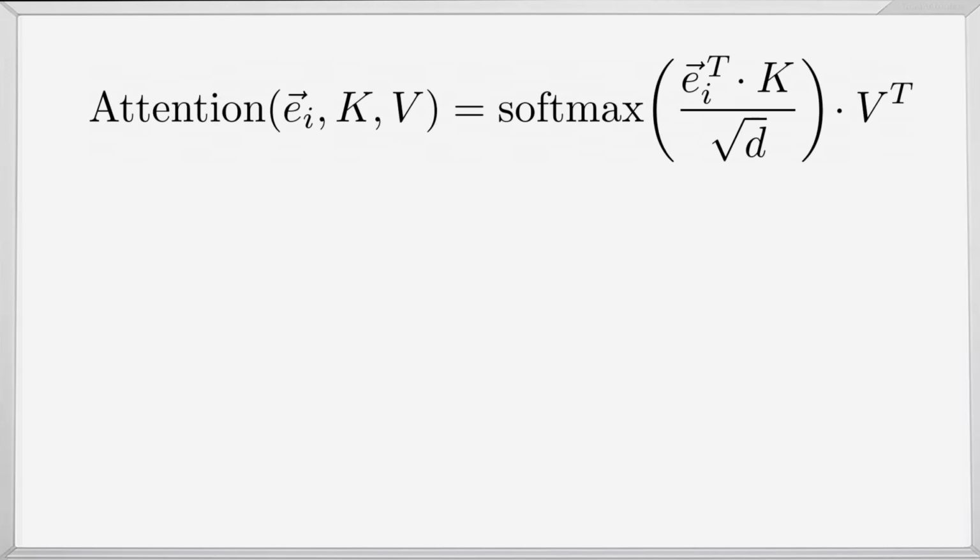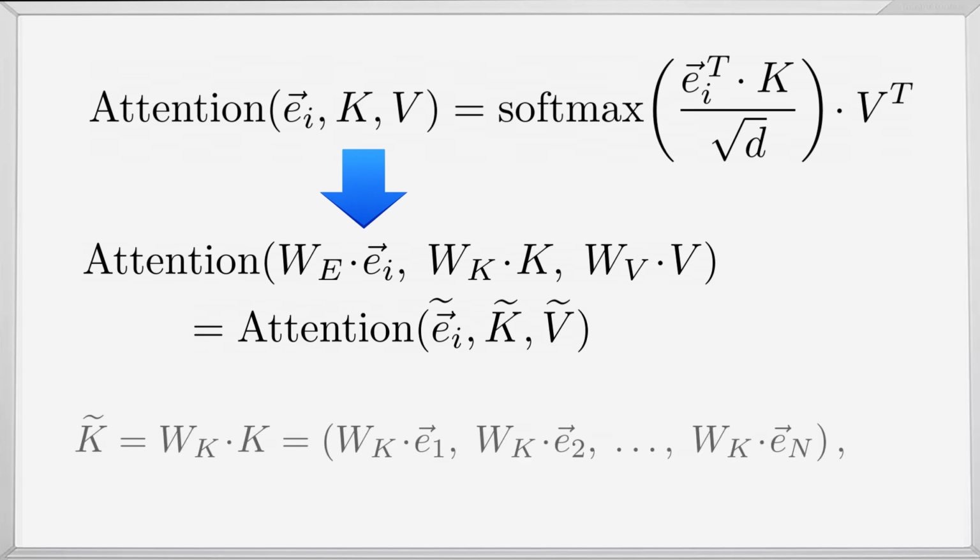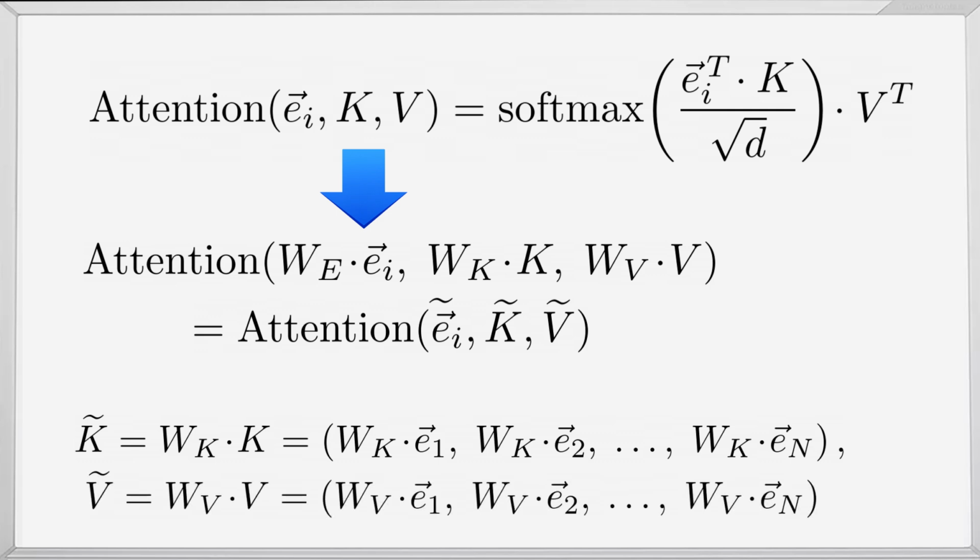I did not tell you the whole truth about the attention function yet. Instead of applying this attention function directly to the vector representations E1 to En, we first compute linear transformations for all input vectors by multiplying them by a matrix W. You can see that the input vectors Ei that we want to update are transformed by multiplying them by matrix WE. The vectors stored in the matrix K, which we compare with the vectors Ei, are also multiplied, but by a different matrix WK. The resulting matrix is named K tilde. And the vectors in the matrix V, which we use to compute a weighted sum of all representations, are also transformed by multiplying them by another matrix WV.